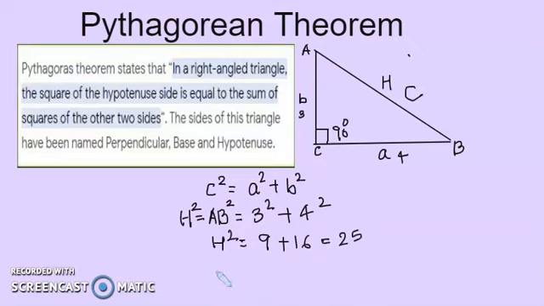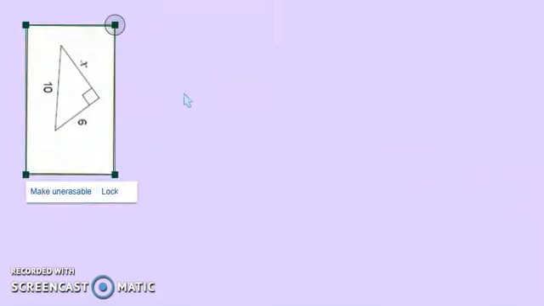So if we are required to find the length of AB, that is the hypotenuse, we have to take a square root on both sides. So square root of H square is H and square root of 25 is 5. So this length will be 5 if these two sides are 3 and 4 as shown here.